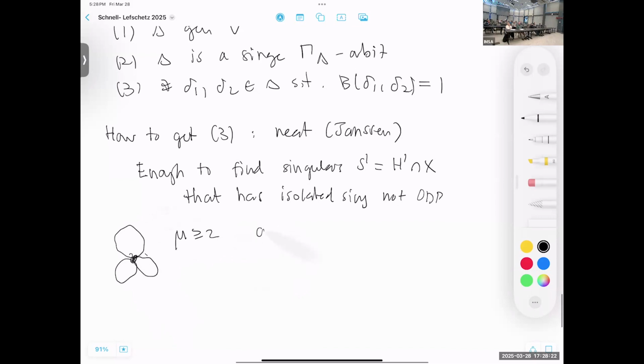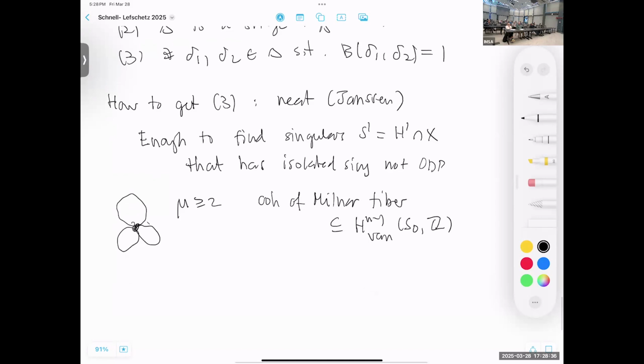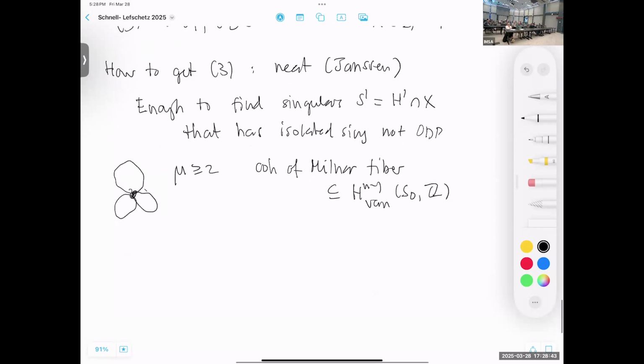Okay, so this is the cohomology of the Milnor fiber, which can be embedded into this vanishing cohomology. Okay, so how does that help? It means we need an isolated singularity which has Milnor number at least 2. And the way we find this is as follows.